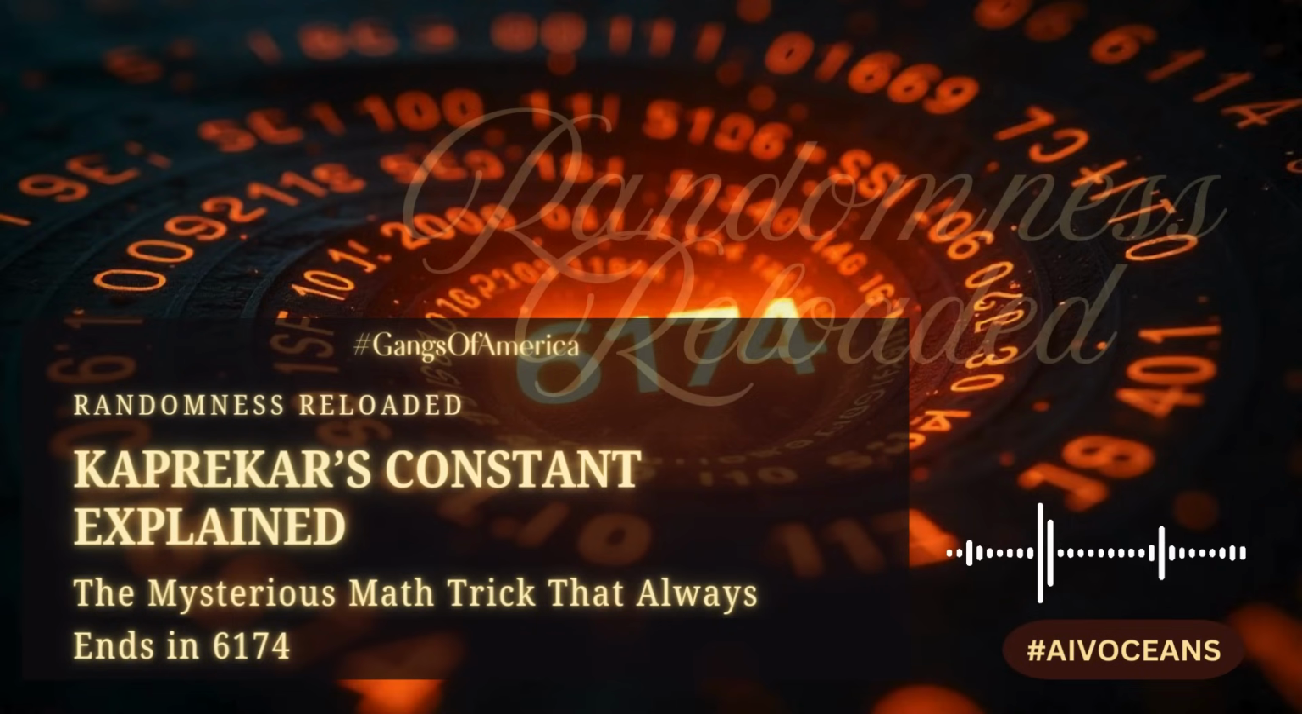The main event, Kaprekar's constant, four digits. How does this actually work? Well, it's actually quite elegant in its simplicity. You start with any four-digit number. Well, almost. The only rule is that not all the digits can be the same. So not 1111 or 2222, that kind of thing. Got it. So like 1234 would work.